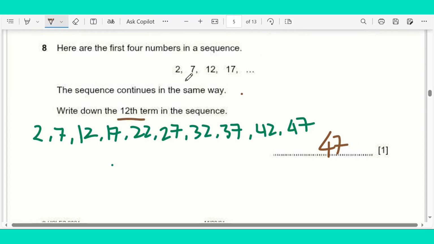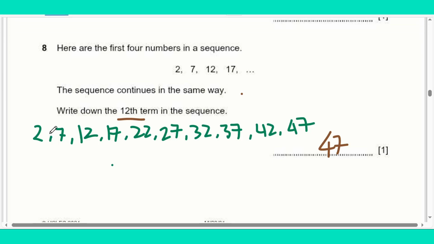So we just have to count forward: 2, 7, 12, 17, and this is term 1, term 2, term 3, term 4, term 5, term 6, term 7, term 8, term 9, term 10.